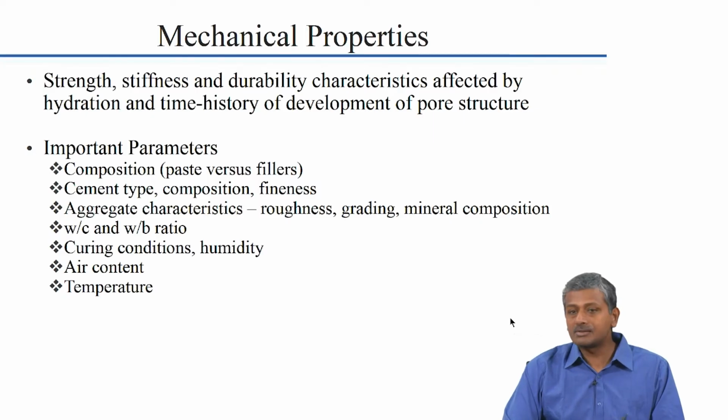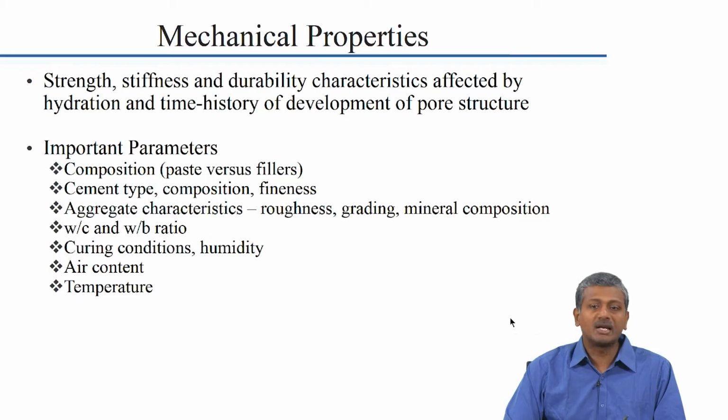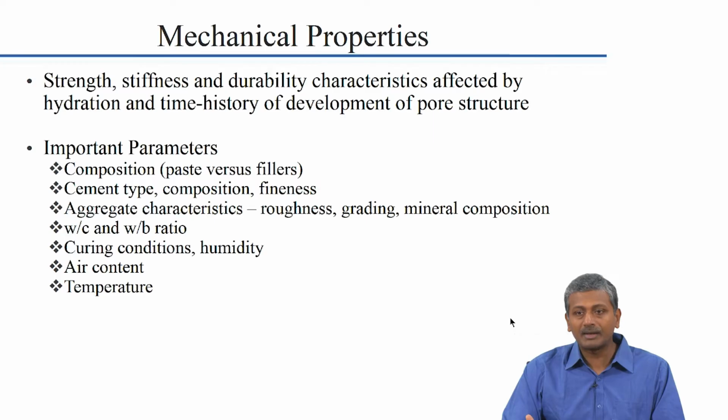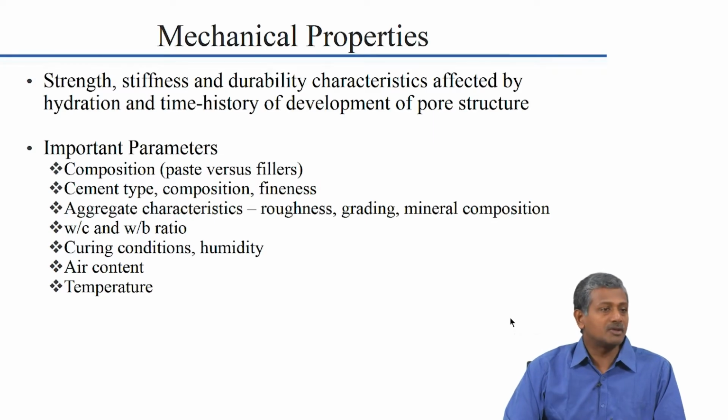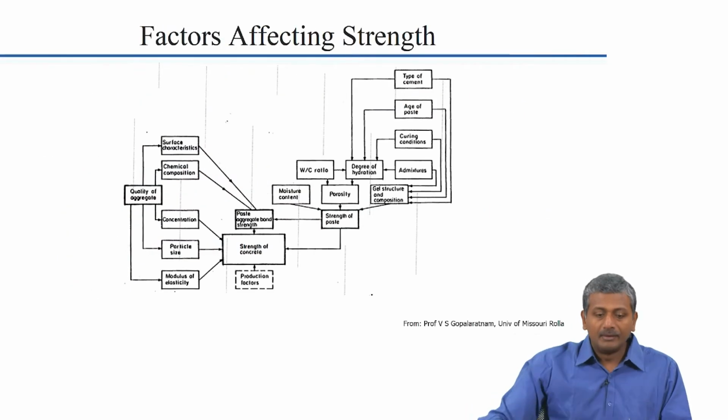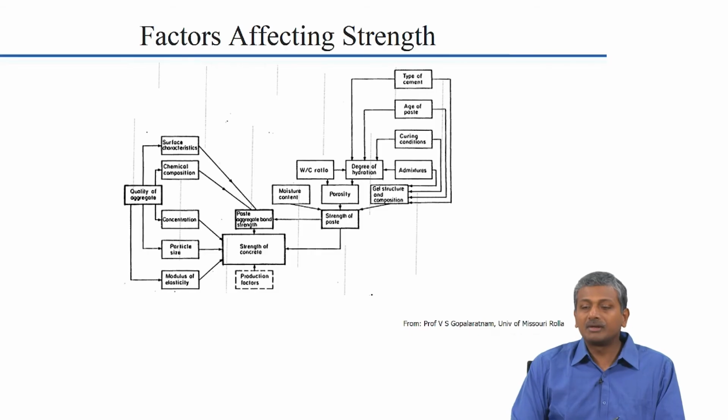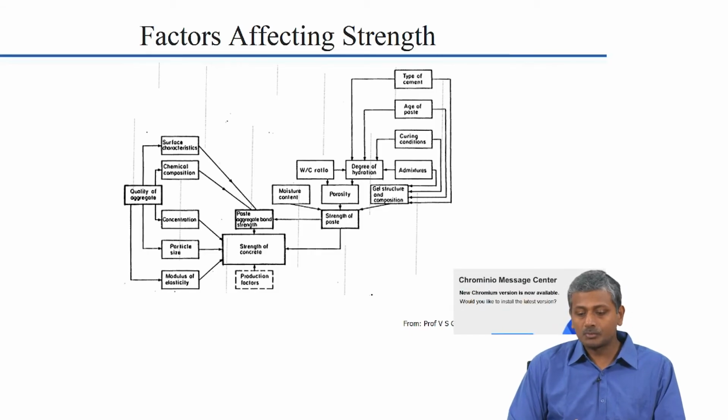In terms of aggregate characteristics like roughness, grading and mineral composition, you know that affects the paste-aggregate bond, and we saw earlier when we talked about aggregate that the paste-aggregate bond can have a significant effect on the strength and durability characteristics. The water-cement and water-binder ratio are obviously important, curing conditions, and air content of the concrete. If you are entraining air in the system, the air content is obviously important, and finally the temperature of the concrete. So, what are the factors that affect strength? This is actually giving an overall picture. This is more of a review of what you already have had before in your general discussions on concrete technology.